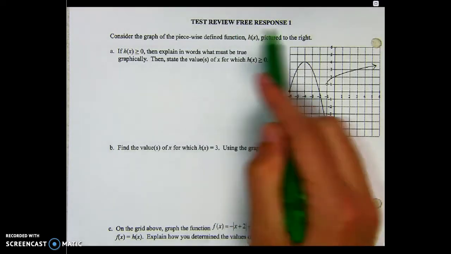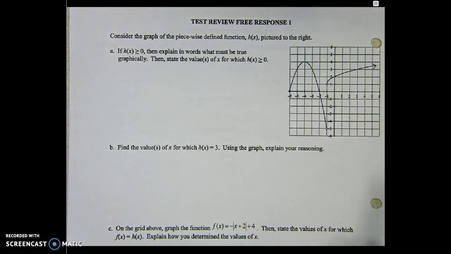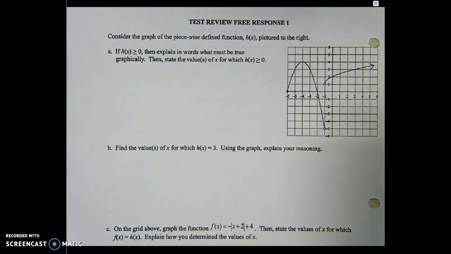I'm looking first at free response number 1, where we are given the graph of a piecewise defined function called h. And we have a few tasks, right? The first one is asking us, if h of x is greater than or equal to 0, to explain in words what that means graphically.